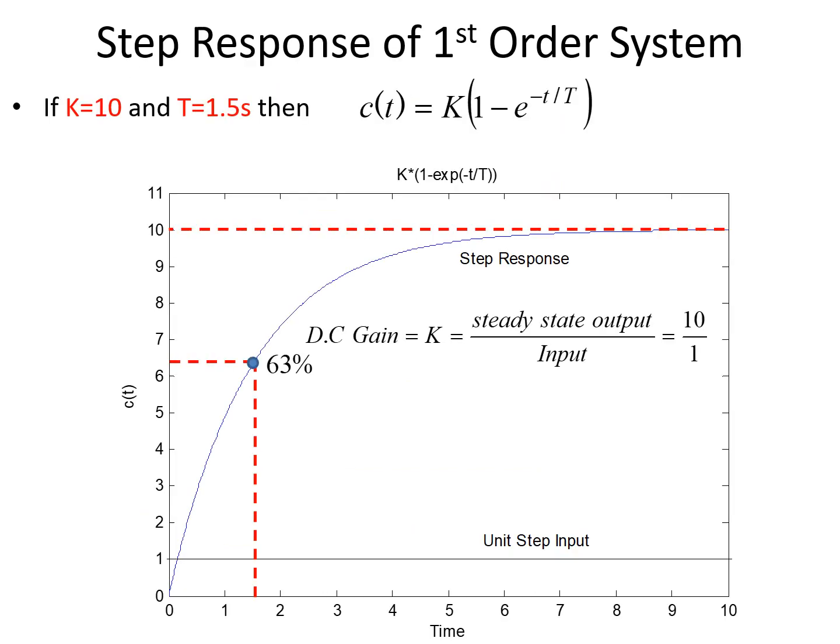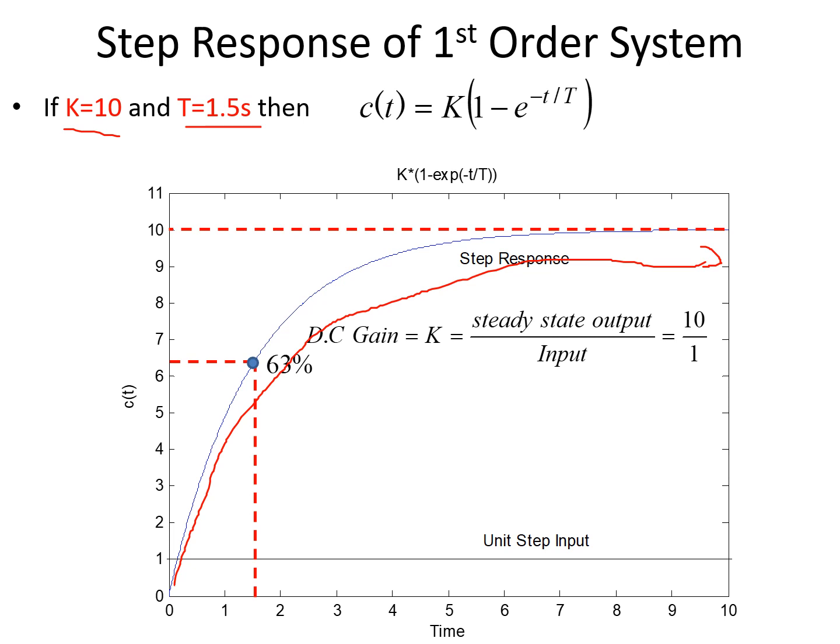This is the pictorial representation of the response we have got by taking an example of K equal to 10 and T equal to 1.5 seconds. If I replace these two values, I'll get an exponential response like this.